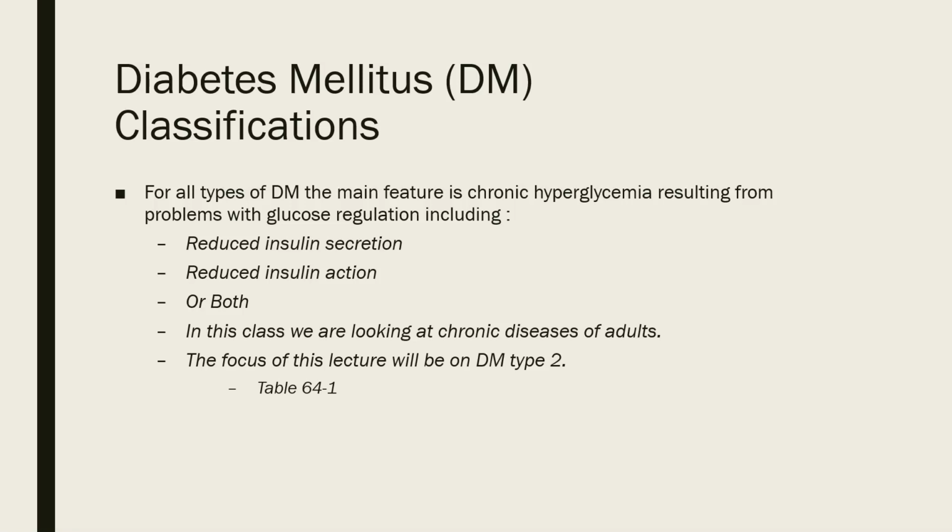In this class, we are looking at chronic diseases of the adults. The focus of this lecture, we're going to touch a little bit on type 1 just so that we can differentiate between the two, but the majority of our lecture will be on type 2. And please make sure you look at table 64-1.